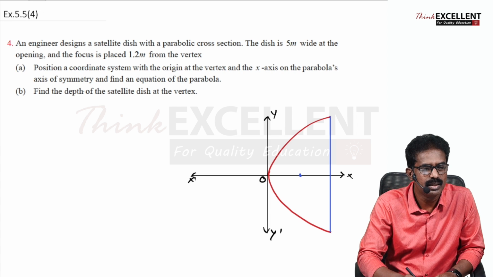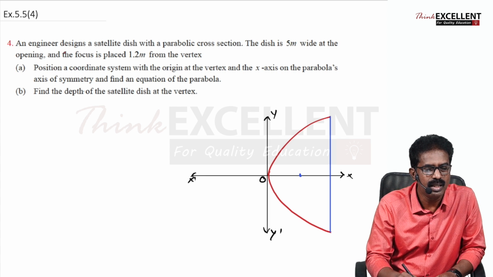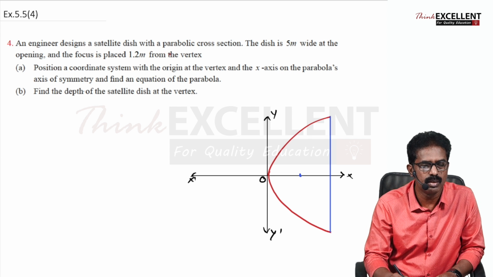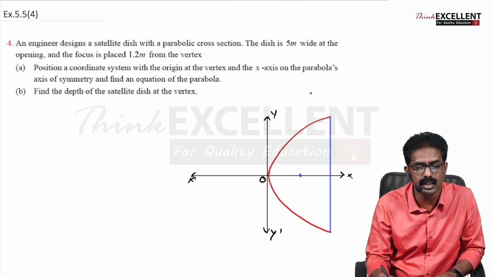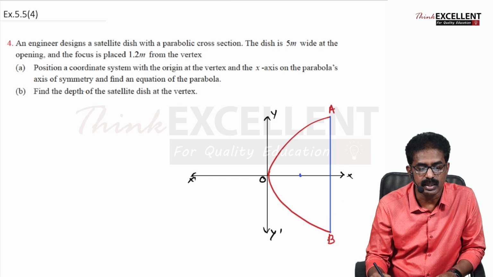See this question. An engineer designs a satellite dish with a parabolic cross section. The dish is 5 meters wide at the opening. So you can see the diagram. It's an open rightward parabola. At the end, the width they said is 5 meters. So I'm naming it as AB. A to B is 5 meters, so each part will be 2.5 meter.